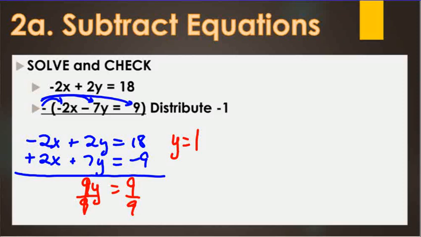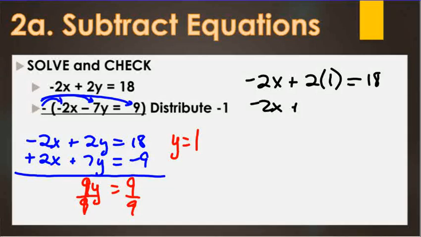Now I can take one of my equations. I'm going to take the top equation. So -2x plus 2, and put my y in, which is 1, equals 18. So -2x plus 2 equals 18.